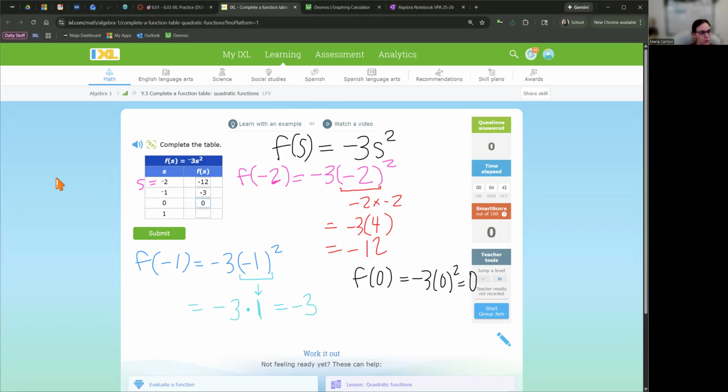And then last one, we have f of 1. I'm going to do this one kind of off to the side. So when s is 1, I am going to have -3 times s squared. Where we saw s, I like to put a set of parentheses. This time we're just going to put 1 in there. And this is -3 times 1 again, which we've actually seen before. Still just -3.